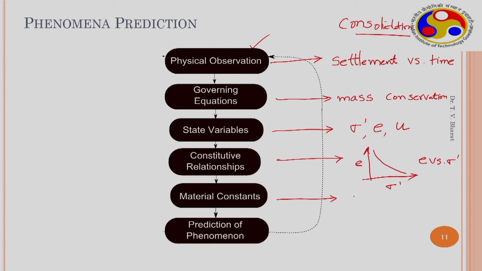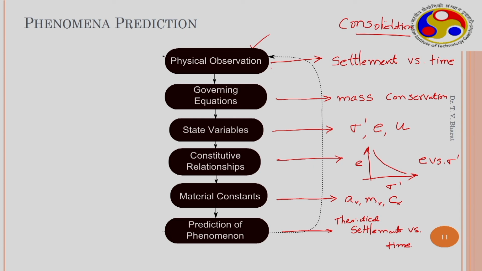Then identify the material constants such as av or mv, and finally cv. Then you predict the phenomenon, because once cv is obtained, you predict at what rate the settlement is taking place. You get a theoretical settlement versus time. Once you theoretically obtain the settlement versus time, you compare with the measured or observed physical observation, that is settlement versus time.